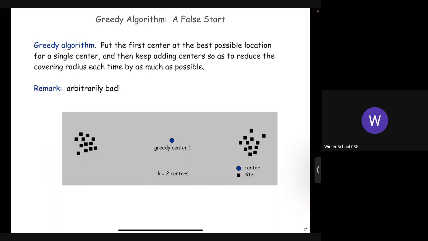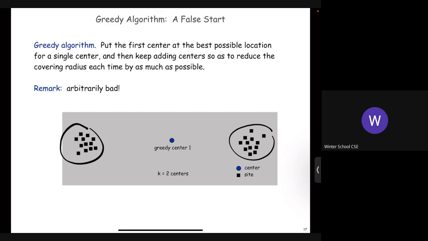How do I represent a 35 dimensional space? I don't know. So let's just build your intuition. Okay, so what I'm saying is, if you put the first center at the best possible location for a single center, then this choice is very bad. And keep adding centers so as to reduce the covering radius. So for example, imagine a set of sites. Where will you put the first, so that you can minimize the distance?